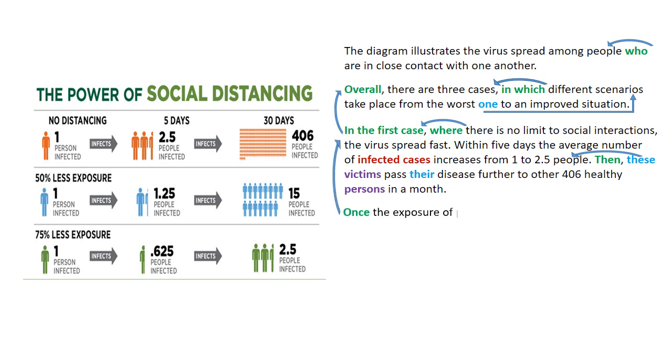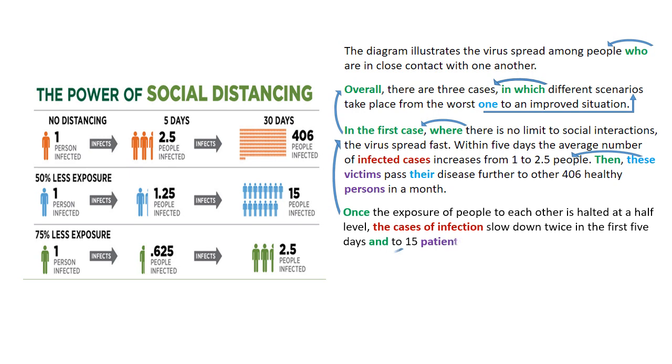Once the exposure of people to each other is halted at a half level, the cases of infection slow down twice in the first 5 days and to 15 patients in a month. Another way of using cohesive devices is repeating keywords throughout the course of a text. Sometimes it is helpful to repeat keywords. To do this, you don't have to use the exact same word. In the previous sentences, I used the word people 3 times. But I also used some alternatives for this word. These words are patients, victims, and persons.